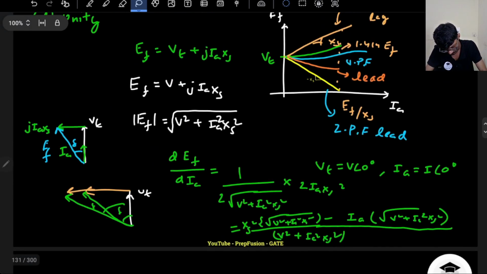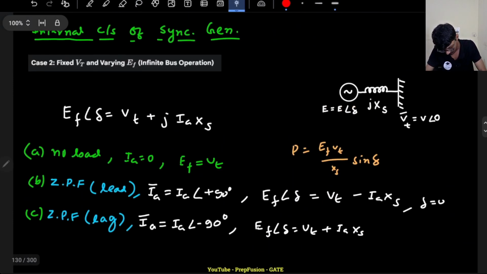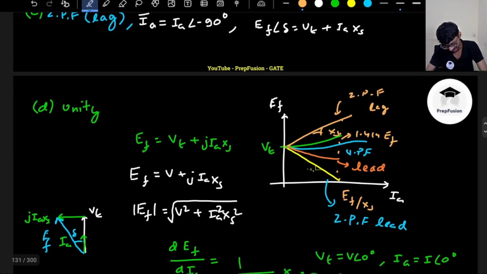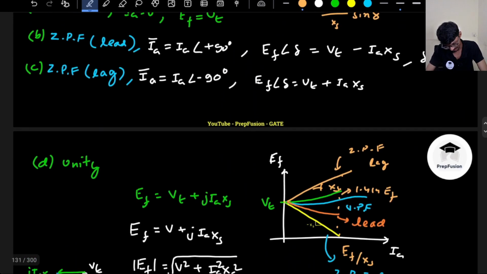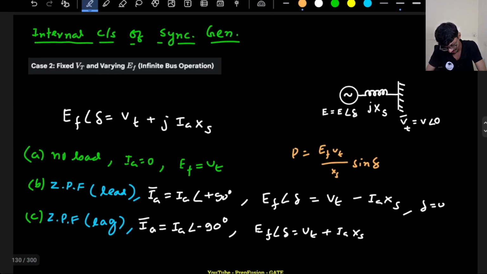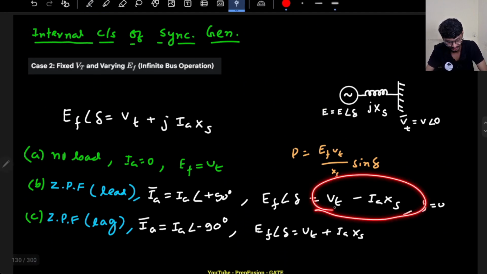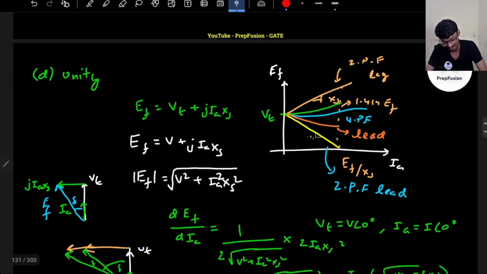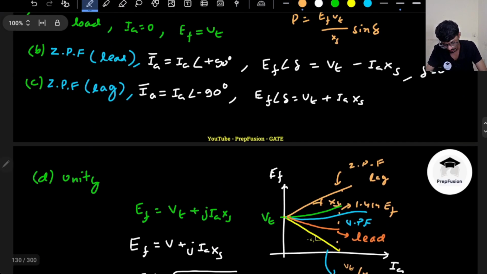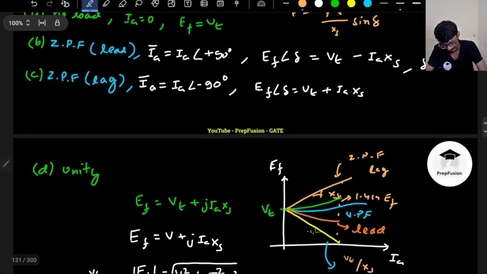So here, at this point, when it is lagging, when my current is, okay, one small mistake I have made. This time it will not be EF by XS, sorry, it will be VT by XS actually. I am extremely sorry about that. When my EF is 0, IA is VT by XS. That's why you should not just copy paste and mug up things. So this will be VT by XS. I'm really sorry. So this time my short circuit current will be VT by XS.